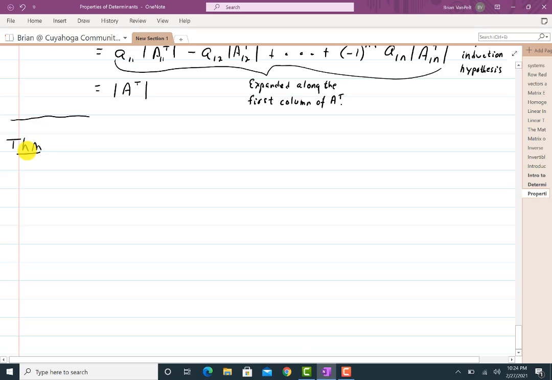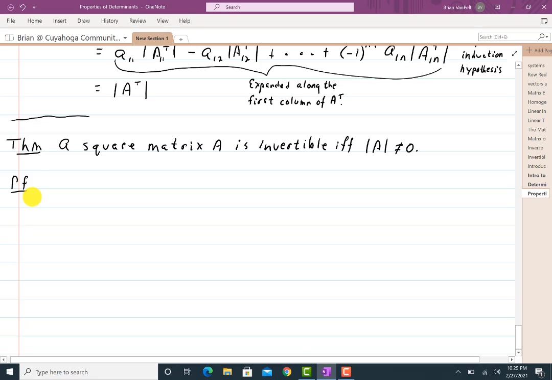Another theorem. A square matrix A is invertible if and only if its determinant is not equal to 0. The proof.